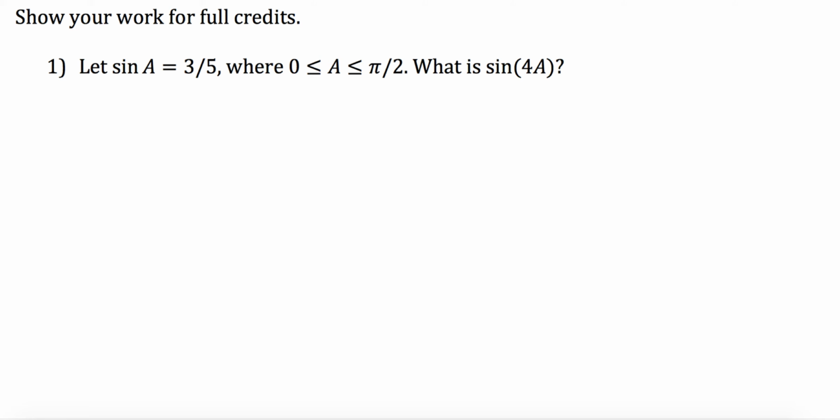Hello, let us look at some questions from the last exam. So here comes the first one. Let sine A be 3 over 5, and then we want to get sine of 4A.